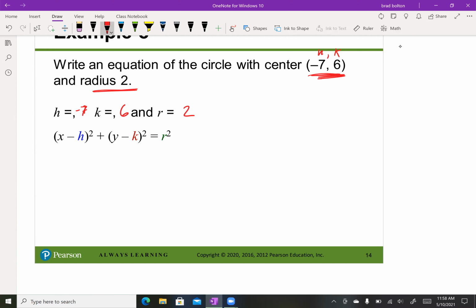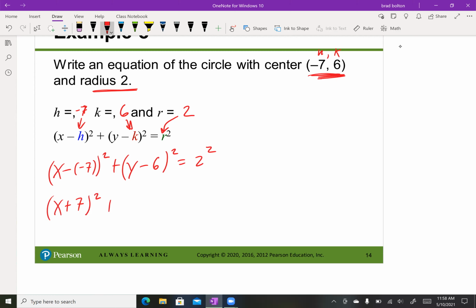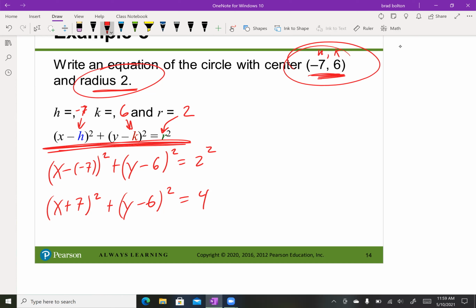Now, here's the thing. When I go to plug all this in, let's see what we get. We get x minus a -7 squared plus y minus 6 squared equals 2 squared. So this would be x plus 7 squared plus y minus 6 squared equals 4. Okay, so all I did was I took these values and I plugged them into the standard form of a circle. Okay, so it's really not terrible.